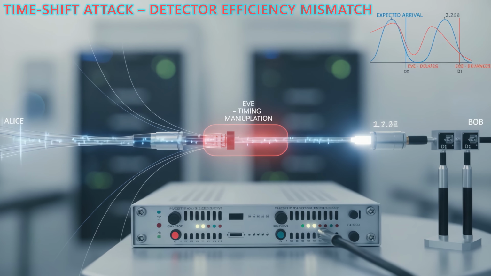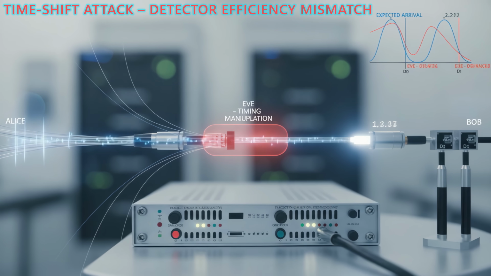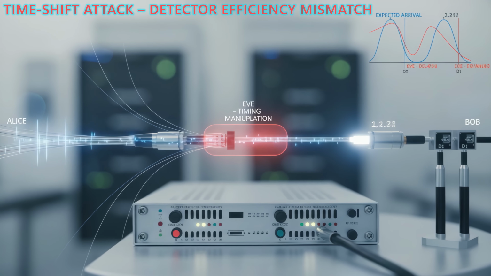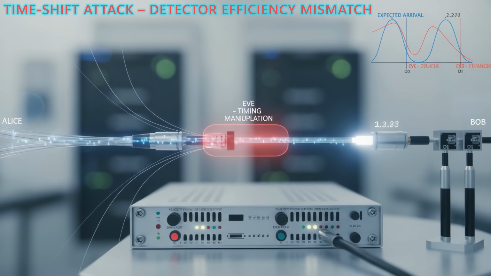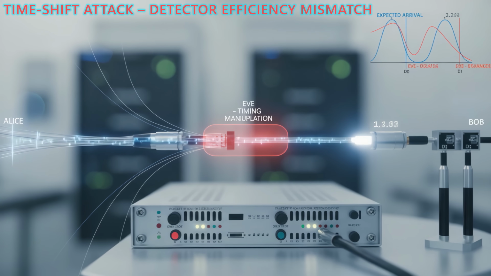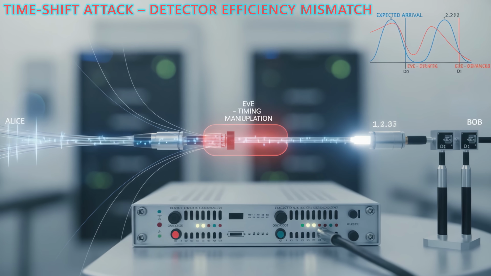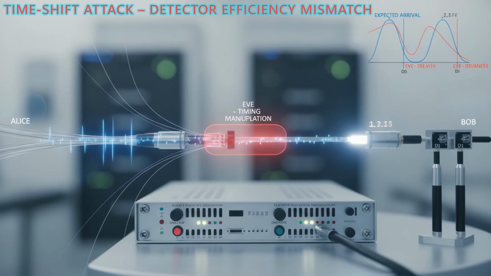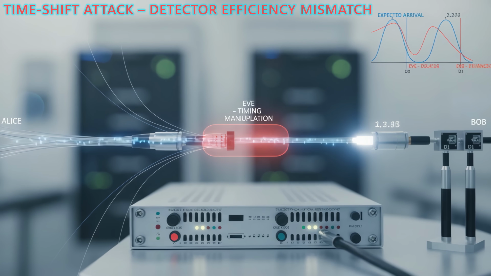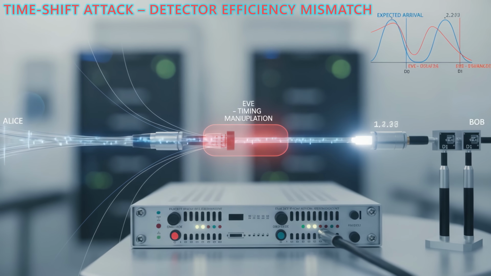This subtle imbalance gives her partial information about the bit value, while keeping the quantum bit error rate deceptively low. The result is one of the most elegant attacks in quantum cryptography. No cloning, no intercept resend, no bright light blinding, just timing manipulation that quietly exploits detector imperfections. And unless Alice and Bob actively monitor arrival statistics at the nanosecond level, this attack can go completely unnoticed.